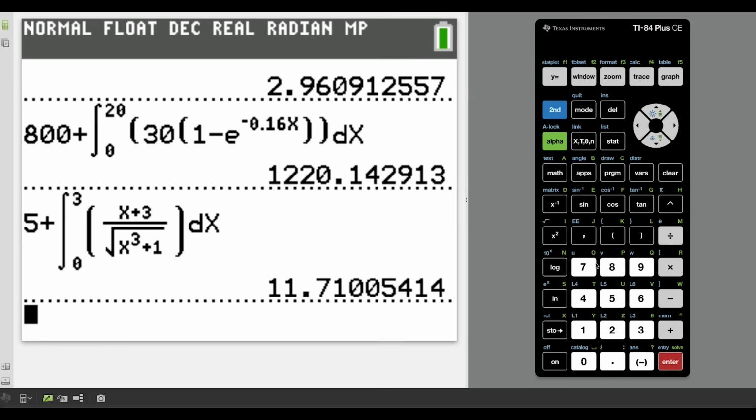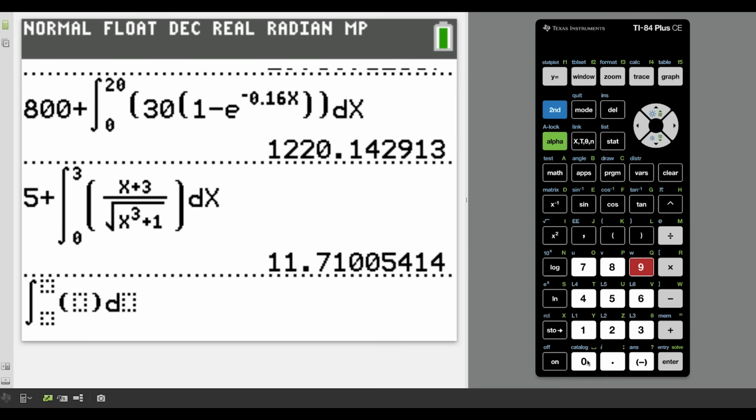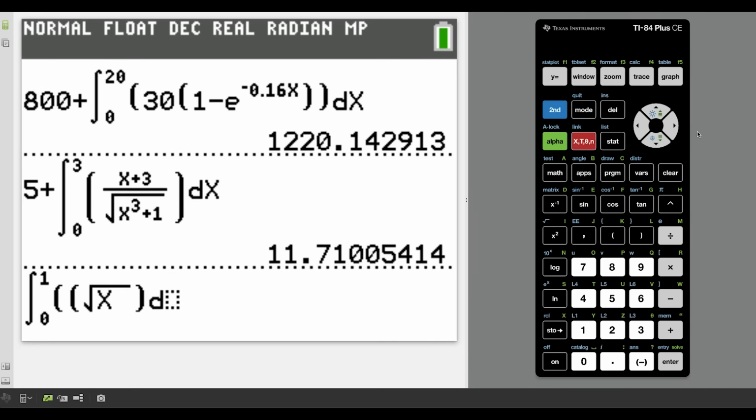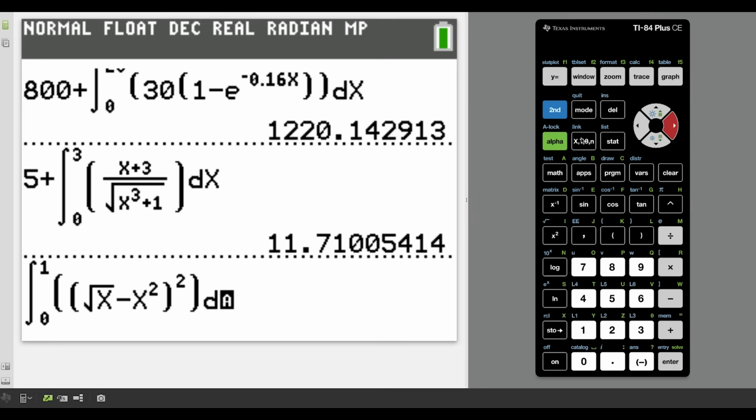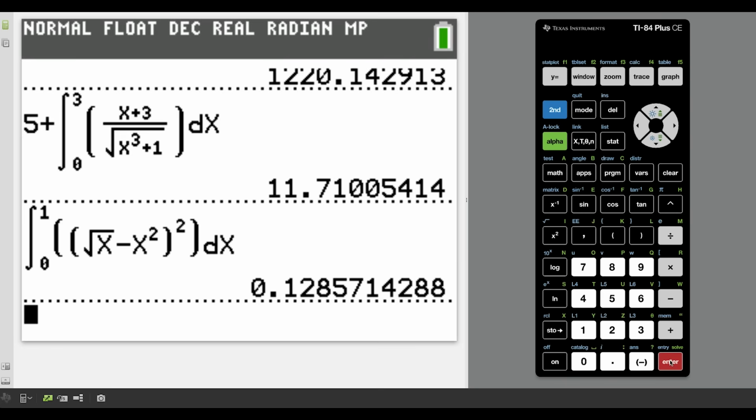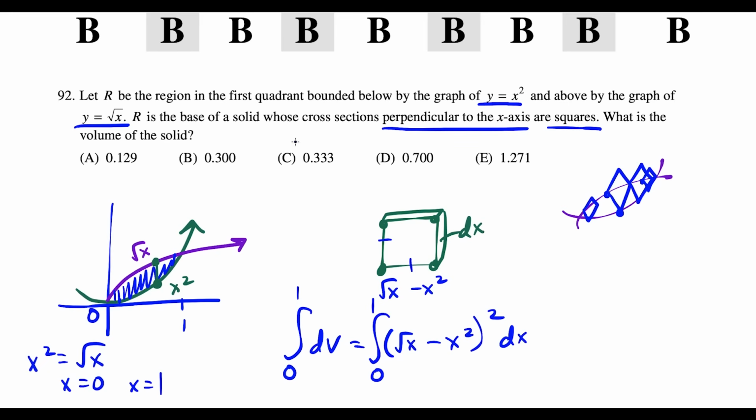So let's go ahead and type this in. We're going to have math 9. We're going from 0 to 1. And for this part, just be very careful with the parentheses. So inside the integral, we'll do an open parenthesis. We had square root x first. That was the top function. Get out of the square root, and then we do minus x squared. Then we close the parenthesis around square root x minus x squared, and then square it. And then we're going to just write in dx at the end. We press enter, and our solution is going to be 0.129. So that's going to correspond with choice A.